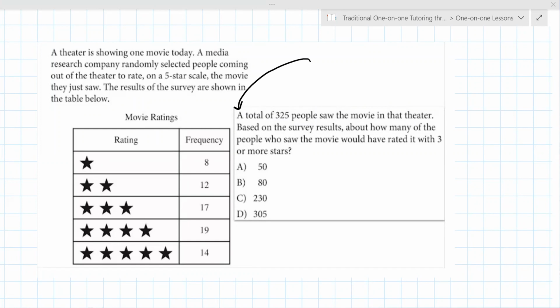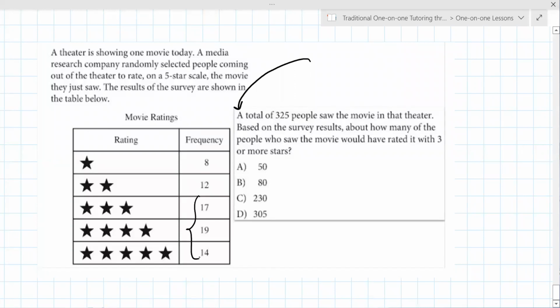What do you think here? Is it A? How did you come up with A? So the people that rated it 3 or more stars, the number is 50 out of 325 people. So whenever you get an A, you should always ask yourself, is it really A, or do I just think it's A? Yes, those three numbers add up to 50.